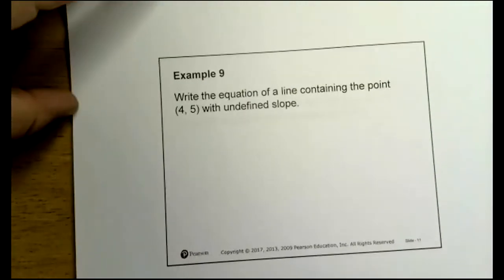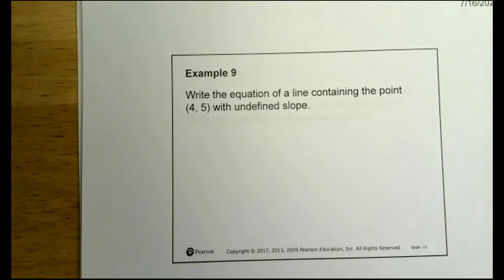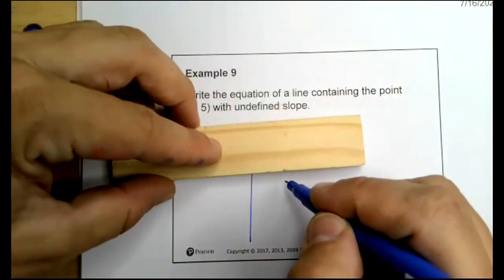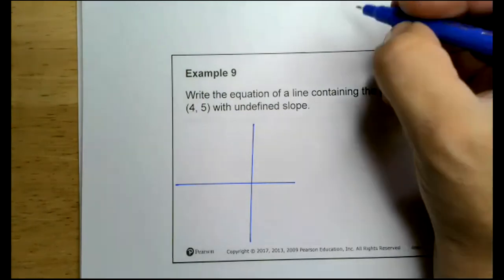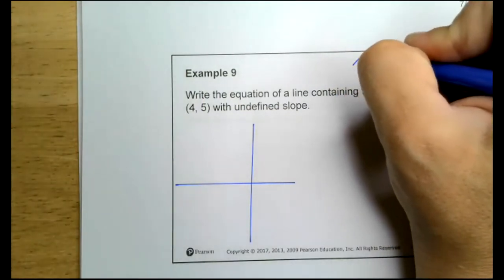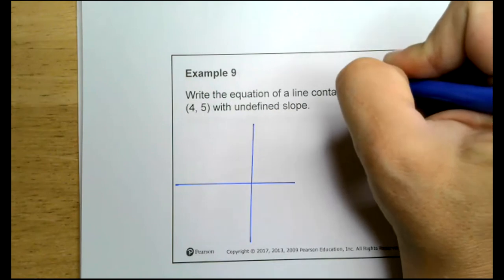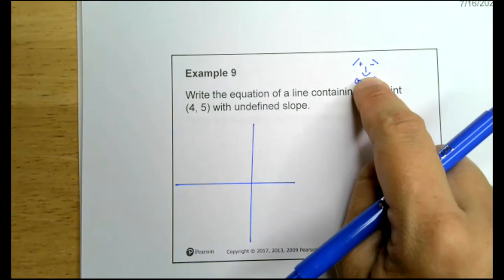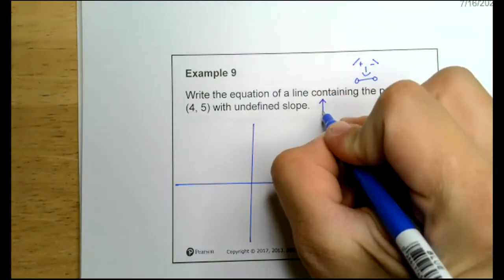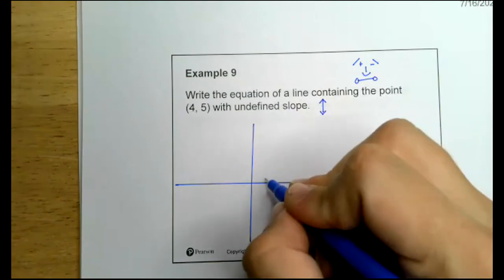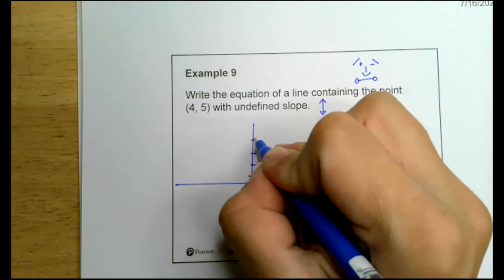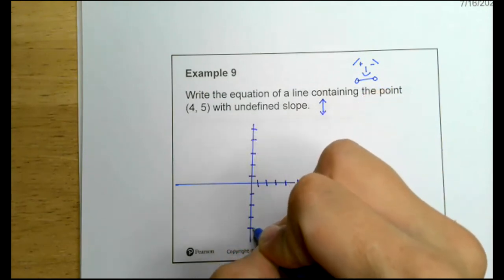Write the equation of a line containing the point 4, 5 with an undefined slope. So if we were looking at Mr. Slope Guy again, undefined is the letter U, so that's his nose, so it's straight up and down. Okay, and it's at the point 4, 5. Just like the last one.